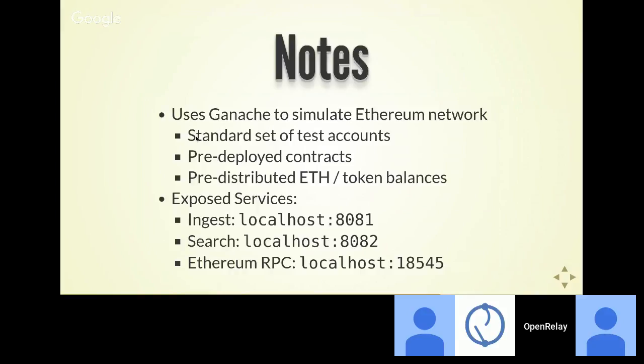But part of the reason we ship with that standard set of test accounts is that we have pre-deployed the contract, and we have pre-distributed the Ether and the token balances. So there are several tokens available within the OpenRelay Ganache Docker container, and those are already assigned to the accounts. So you've got to use the same keys in order to have access to those token balances.